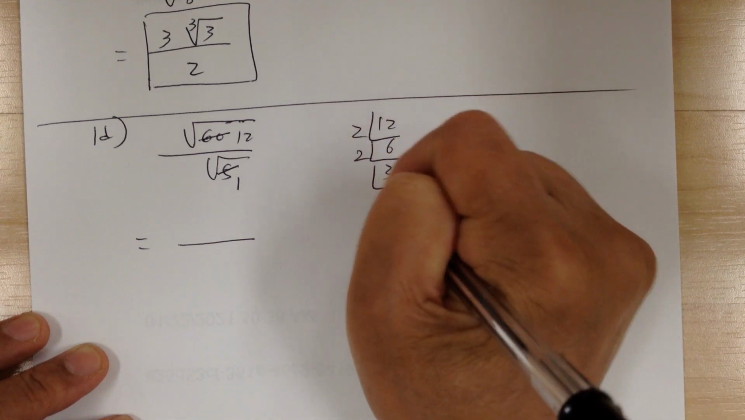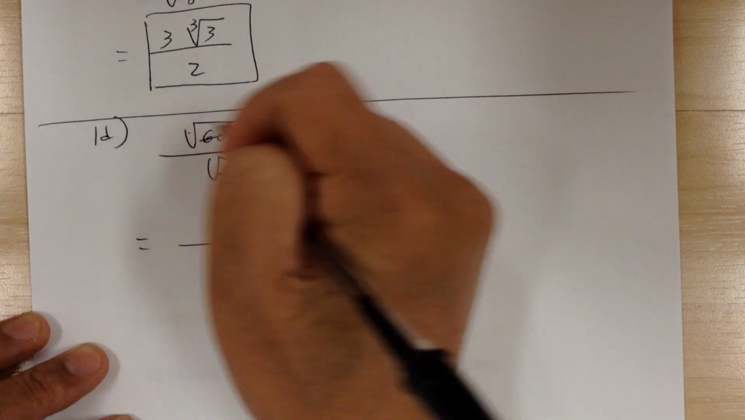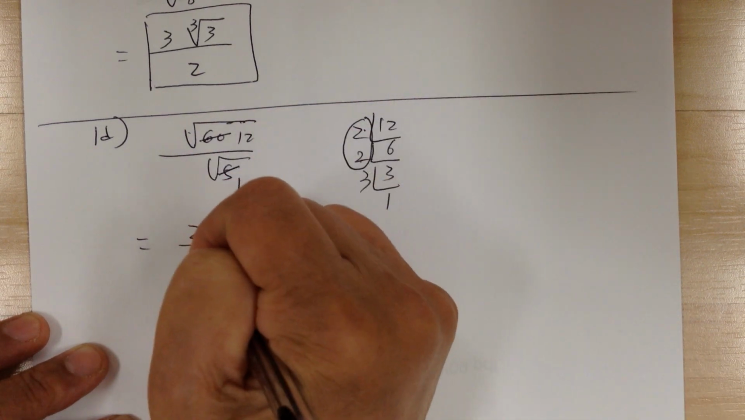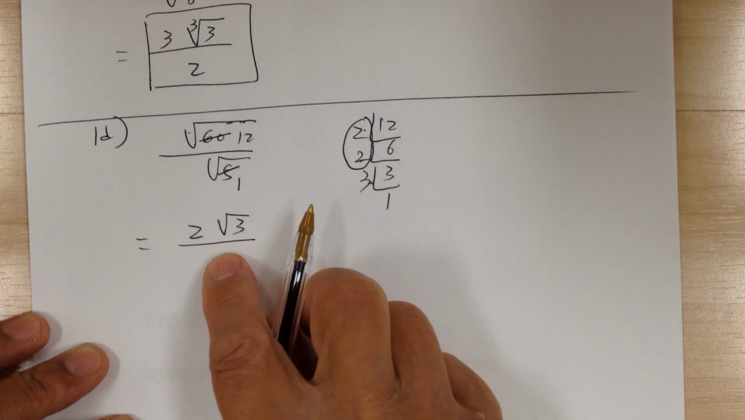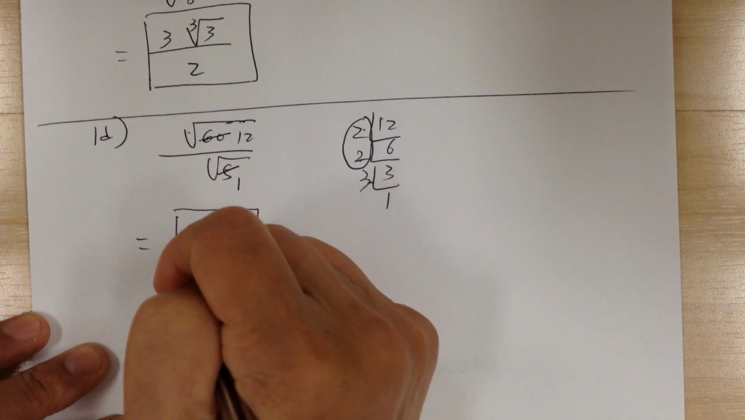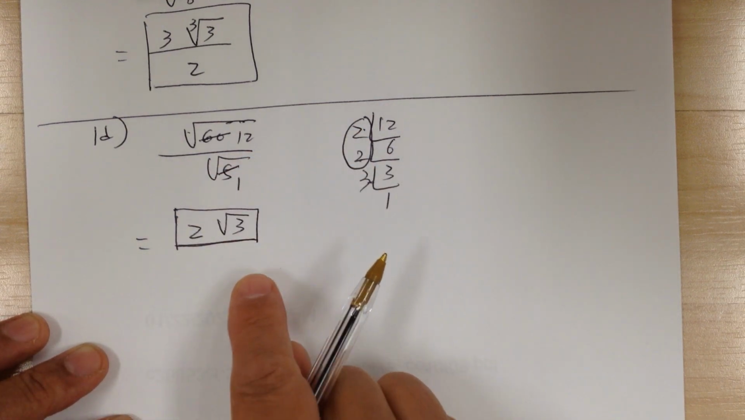Divide by 2, you get 3. Divide by 2, you get 1. So this one over here, again, square root means 2 radicands make an integer. And the leftover would stay inside the square root. And over 1, you don't have to write anything over 1, right? Because over 1, you can just not write that. And that would be your answer.